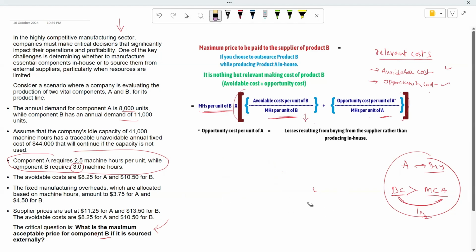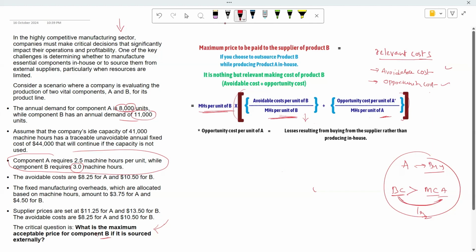This question says, let's see the entire question. Consider a scenario where a company is evaluating the production of two vital components A and B for its product line. The annual demand for product A is 8,000 and product B is 11,000. That means the demand is there, we have to sell those things. However, assume the company's ideal capacity to manufacture is 41,000 machine hours only. It has a traceable unavoidable fixed cost, because I have told you unavoidable costs are not relevant for decisions, so fixed cost will be ignored here, 44,000 in total for using this particular capacity. Component A requires 2.5 machine hours and component B requires 3 machine hours.